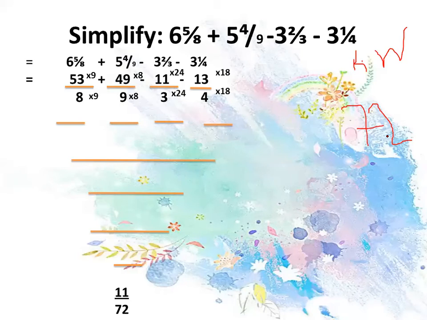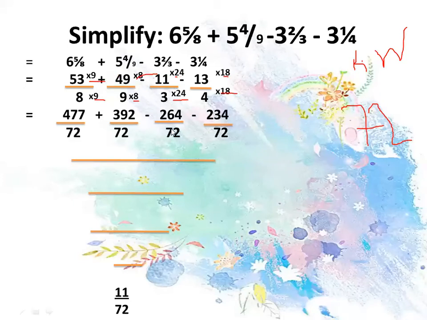So what you will do here, you will multiply the numbers with such numbers that your denominator will become 72. You will multiply 8 by 9, 9 by 8, 3 by 24, and 4 by 18 to make your denominator 72. Similarly, you will multiply the given numbers with the numerators as well. So here it is.